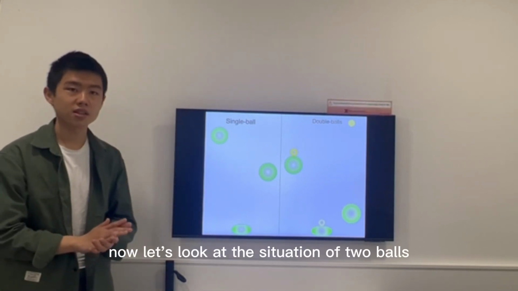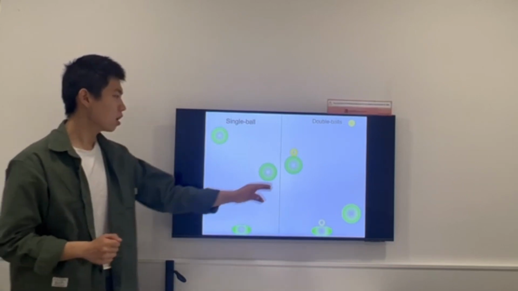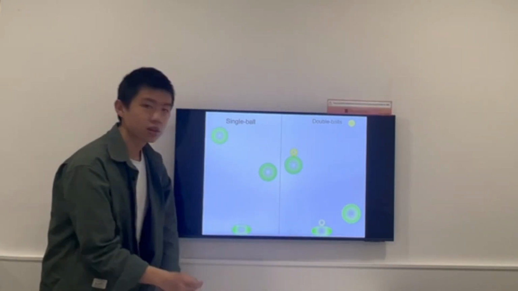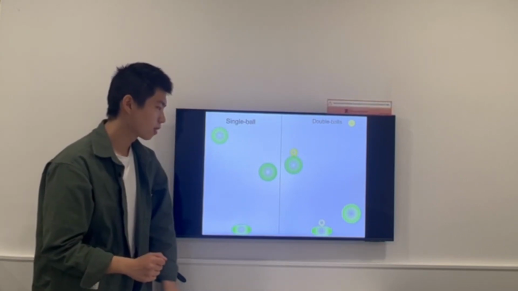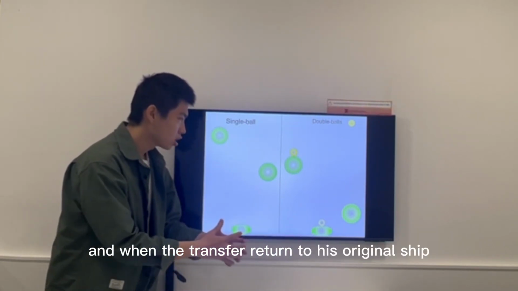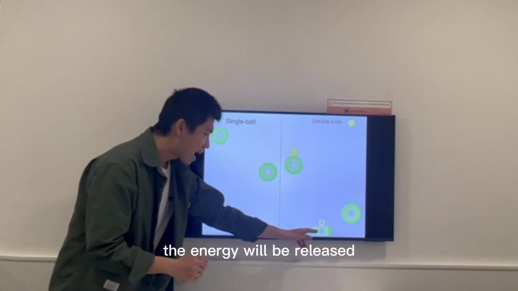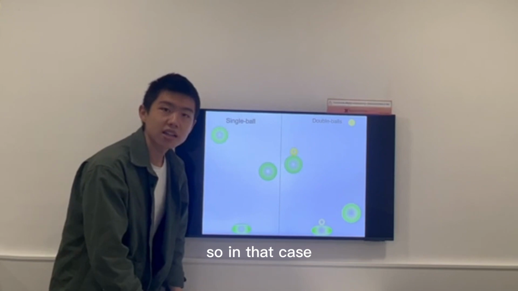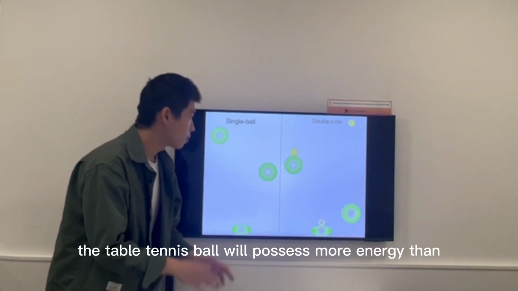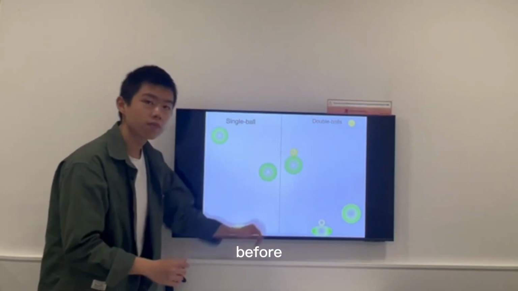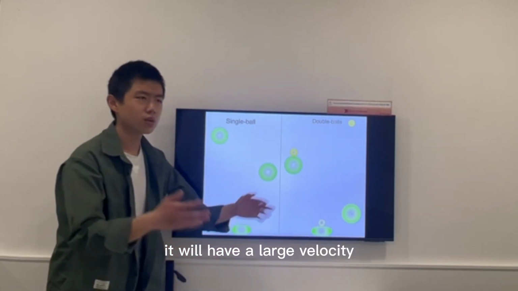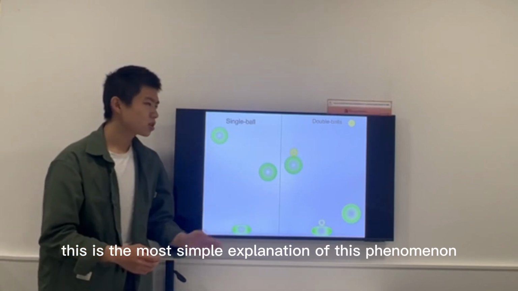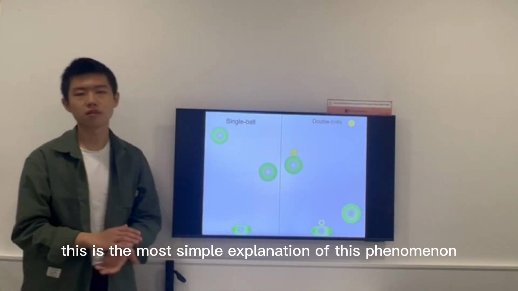Now, let's look at the situation of two balls. When the tennis ball hits the ground, it will be compressed. This will store some potential energy. And when the tennis ball returns to its original shape, the energy will be released and passed to the table tennis ball. So in that case, the table tennis ball will possess more energy than before. It will have a larger velocity and it will rise higher than before. So this is the most simple explanation of this phenomenon.